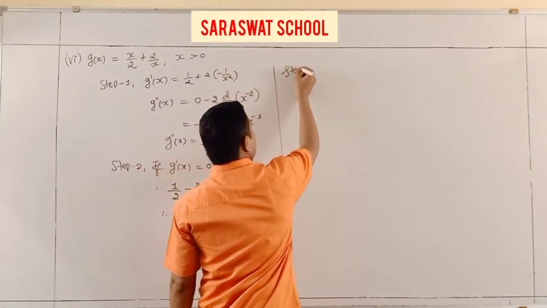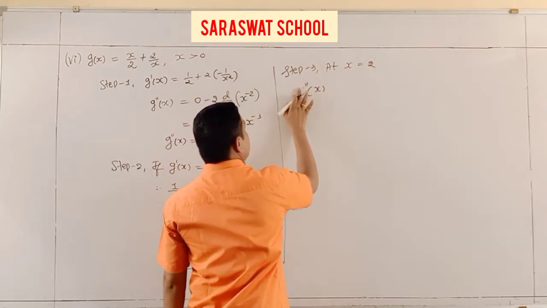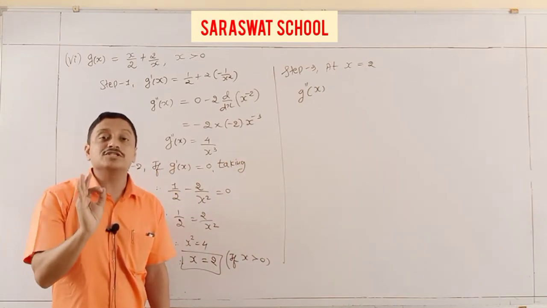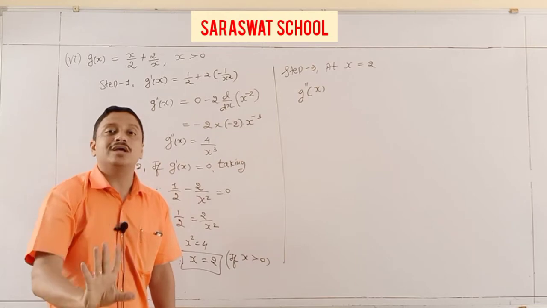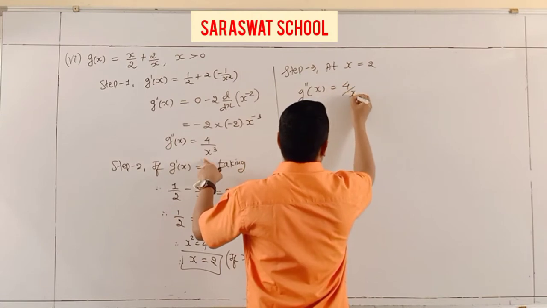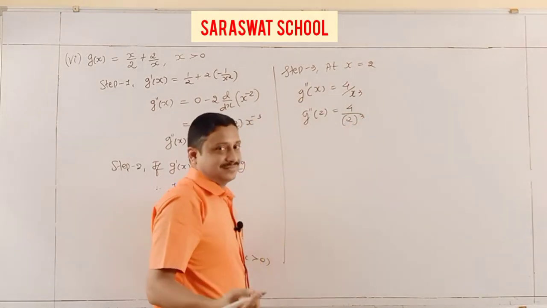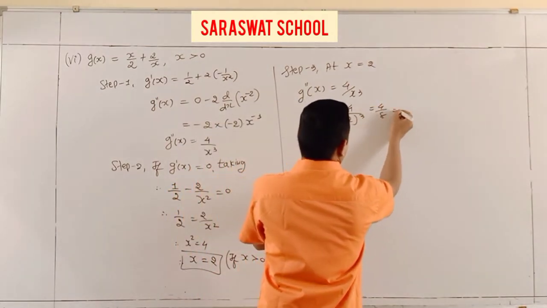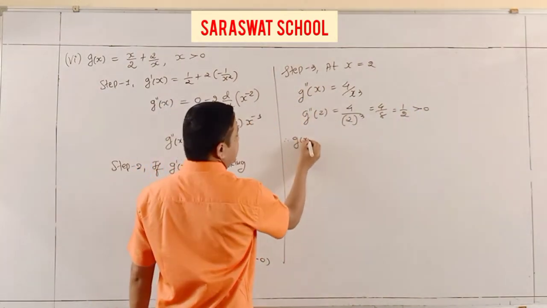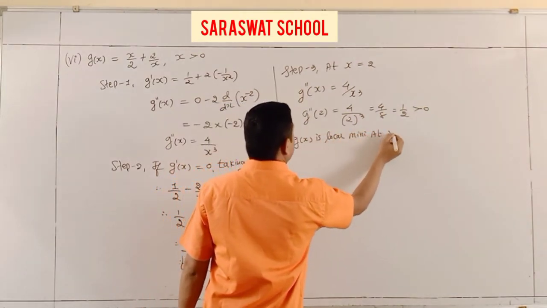Now step 3. At x is equal to 2 we can check in g''(x). Students, the purpose of the second derivative is only for checking whether it is maximum or minimum. My value is g''(x) equals 4 by x cube. So g''(2) is 4 by 2 cube. Cube is 8, so 4 by 8 is half, and surely it is greater than 0. Therefore, g(x) has a local minimum at x is equal to 2.